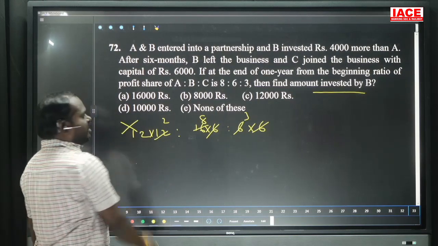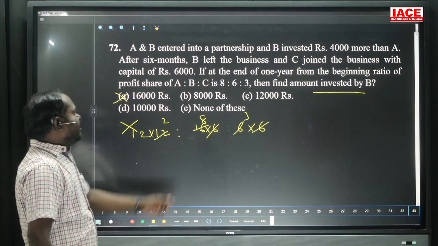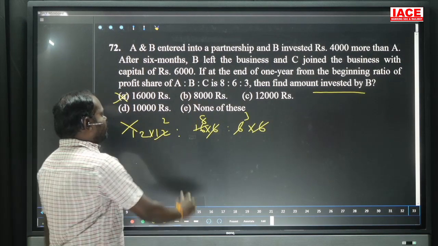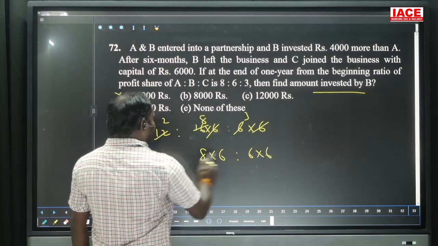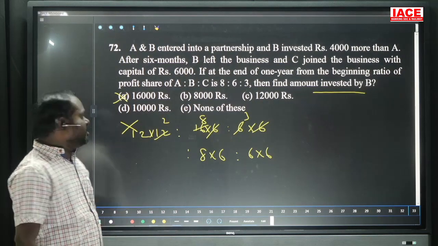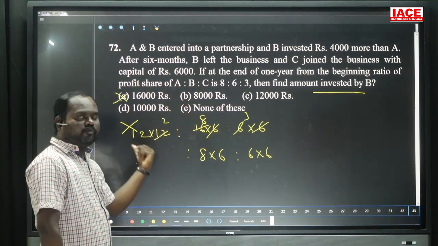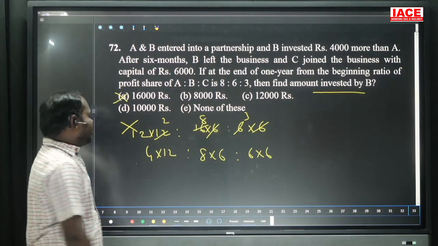That means option A is not suitable. So leave option A and go for option B. As per this, if B is 8,000 into 6, then A will be 6 into 6, same. And B was 4,000 more than A. If it is 8,000, A will be 4,000 only. That is 4 into 12 months. Now check it.